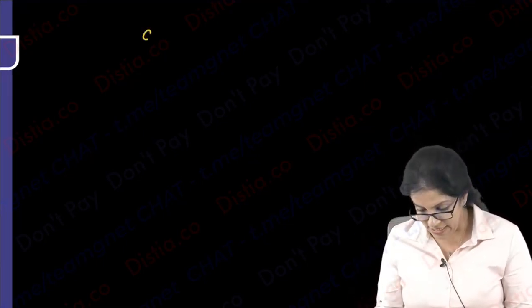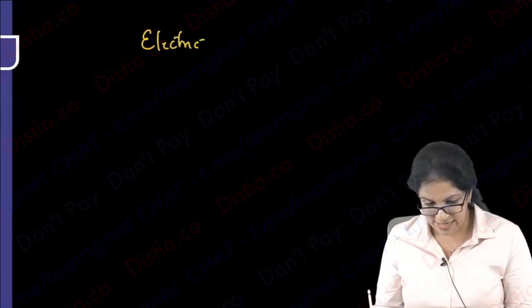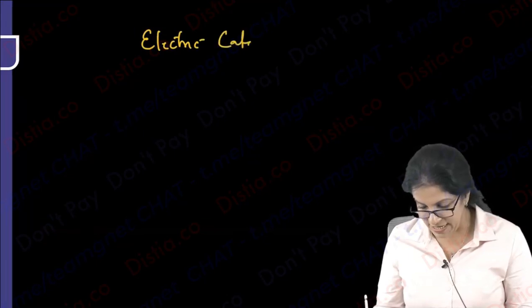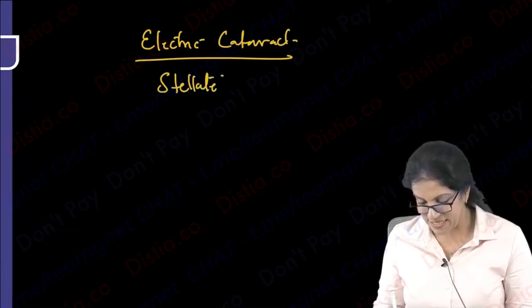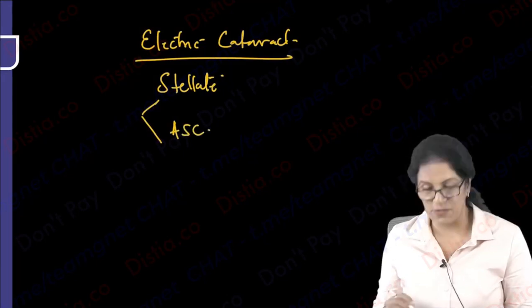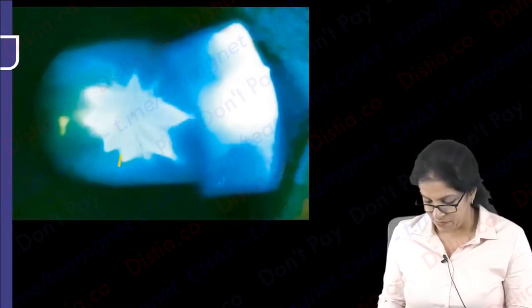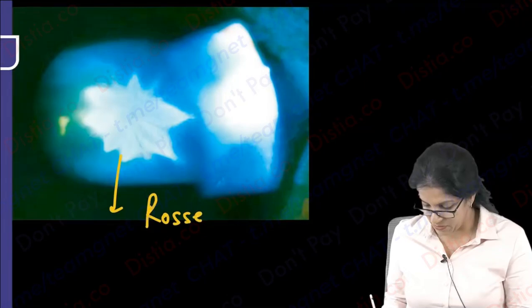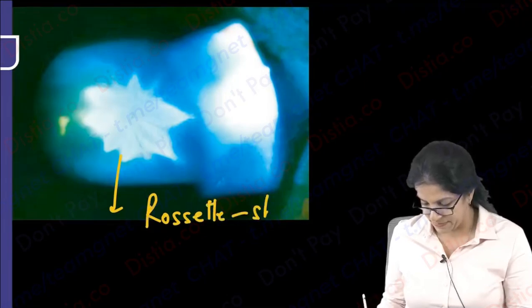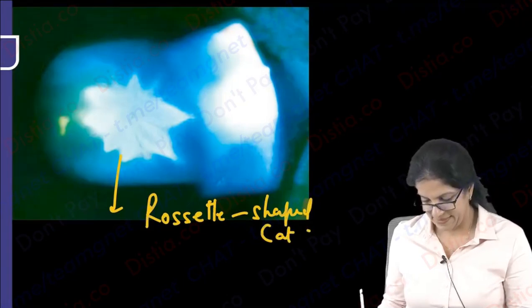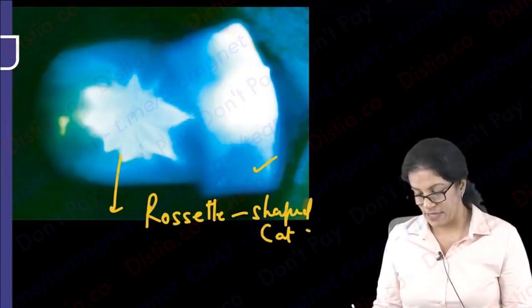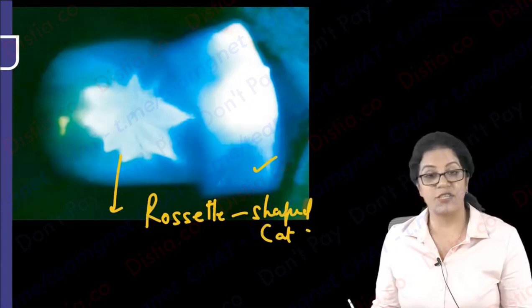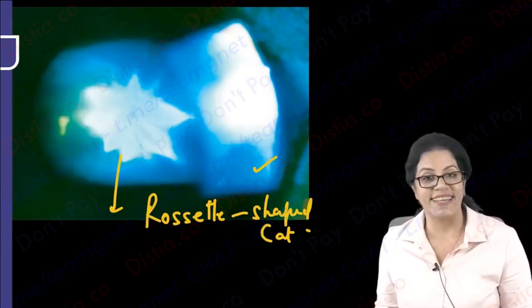So electric shock can lead to electric cataracts, right? And electric cataracts are generally anterior subcapsular and typically stellate in shape. So they are stellate and they are anterior subcapsular. Let's have a look. Look here. This is your rosette shaped cataract of blunt trauma. This is your slit beam from the slit lamp, which is your corneal section, and when it falls on the lens, this is how it looks.